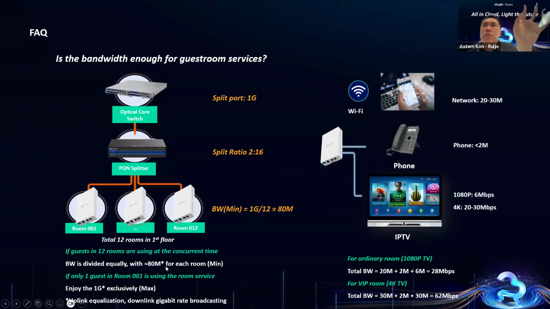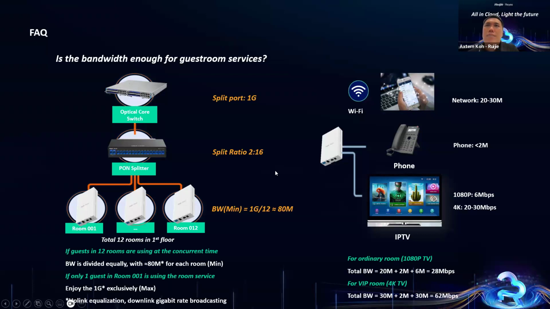So based on the 80 meg concept, what is the concept? Maybe they can get 30 meg for download and upload speed, another 2 meg for the IP phone, and another 6, 20, or 30 meg for IPTV. So it's already sufficient for this kind of hotel scenario that we are talking about.